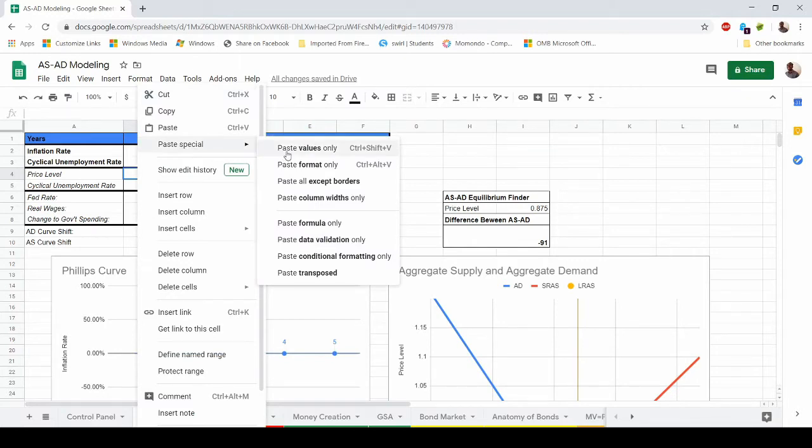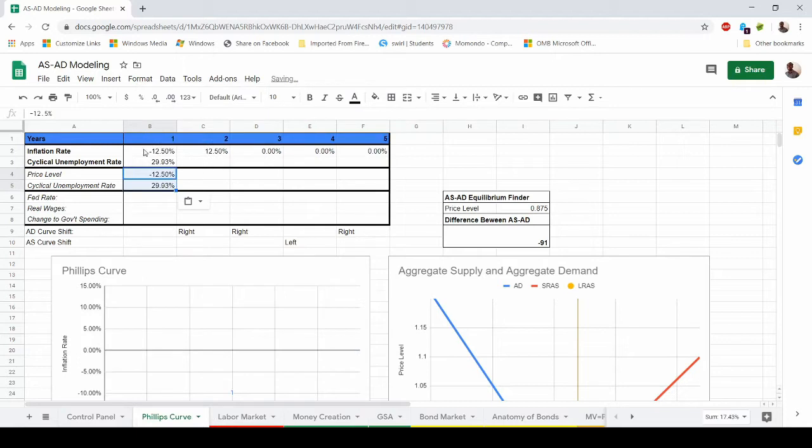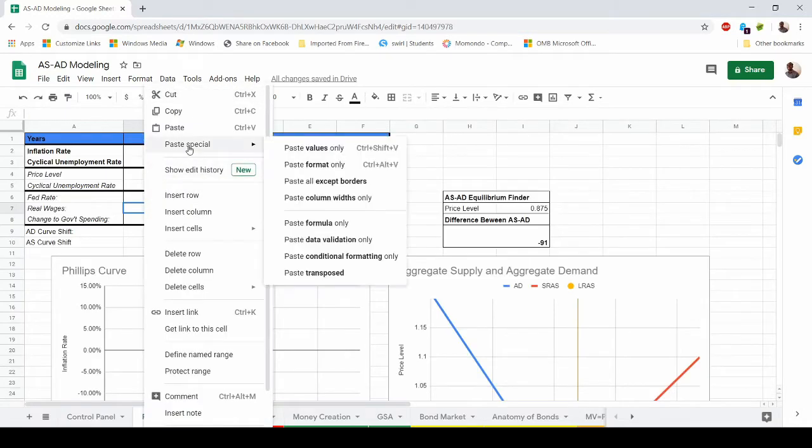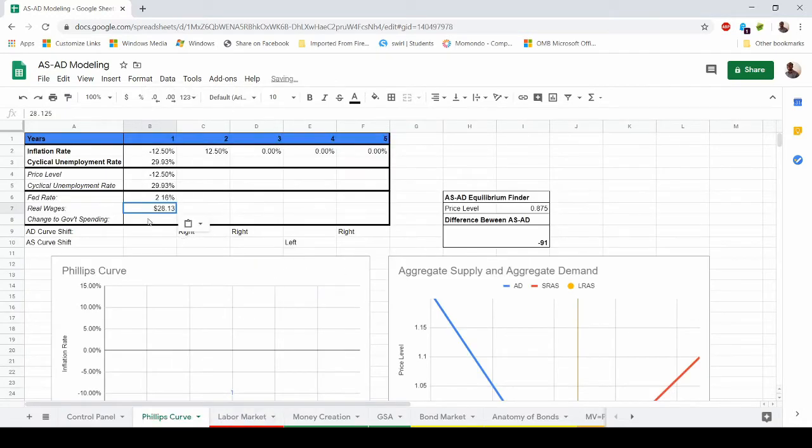I'm going to paste these values here so we can see how these impact our schedule. And we have our year one values now where there's deflation occurring and an intense amount of unemployment. The federal rate is at 2.16%. Real wages in the economy are at $28.13. I'm putting these in here so you can keep track of how these values change as we shift things. There were no changes in government spending this year.